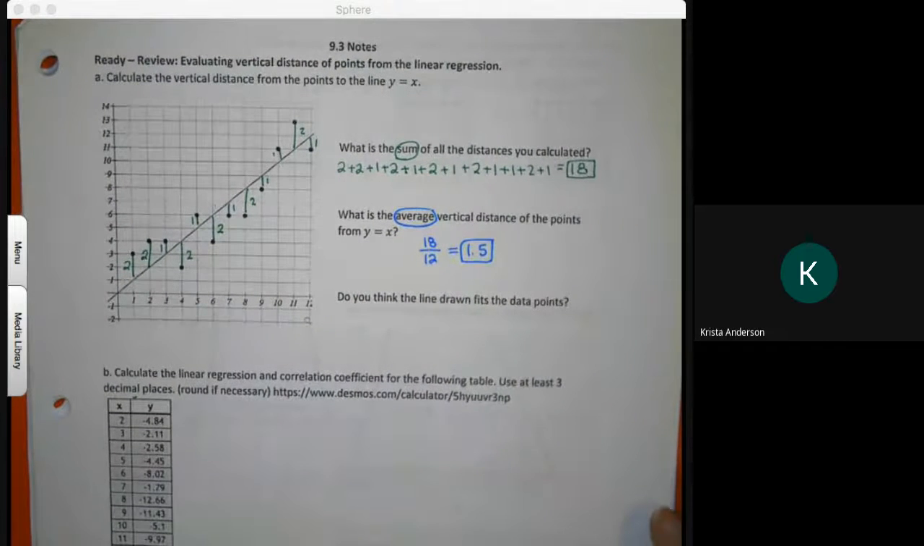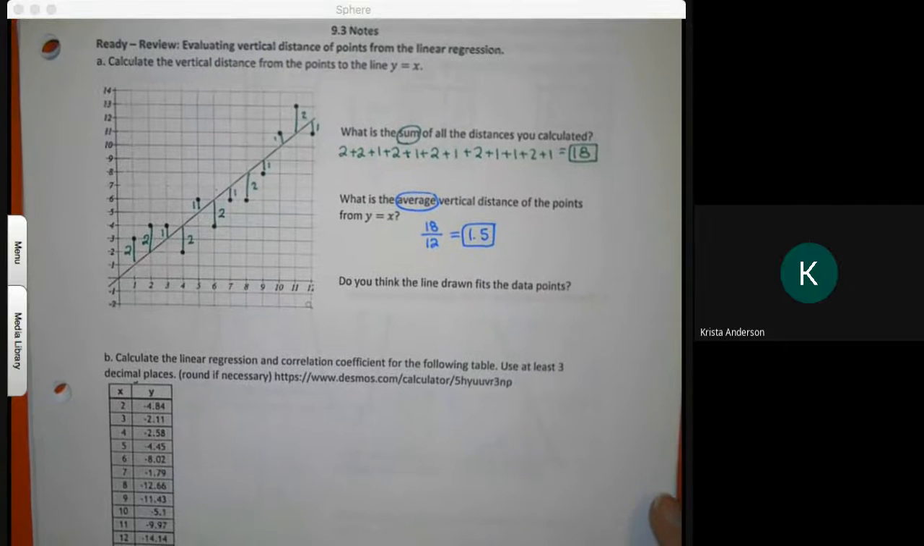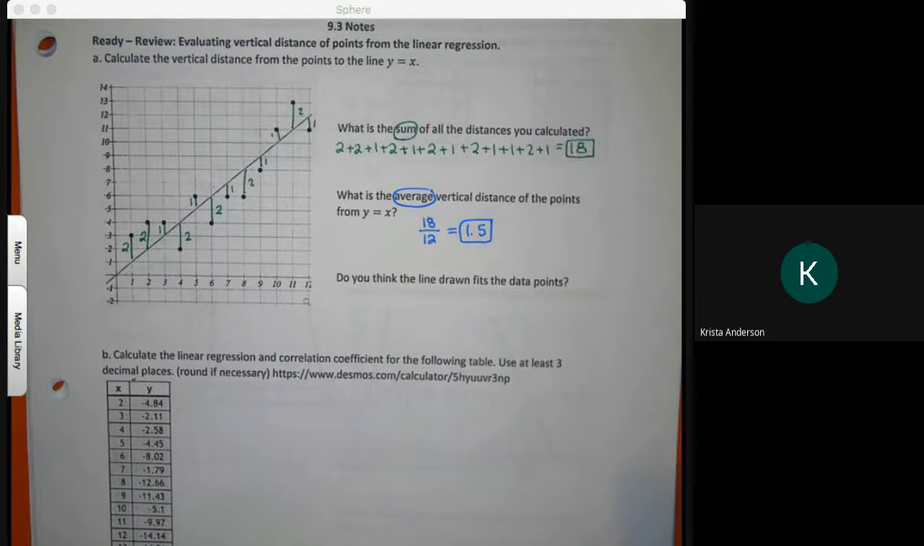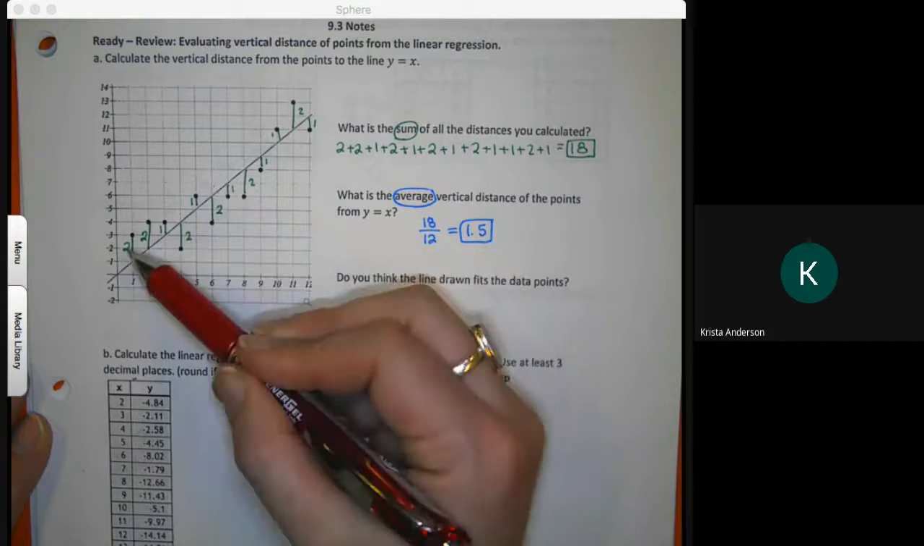Do you think the line drawn fits the data points? You may say yes or no. You just have to explain your reasoning, why you think it fits. Personally, when I look, I like to count the top.